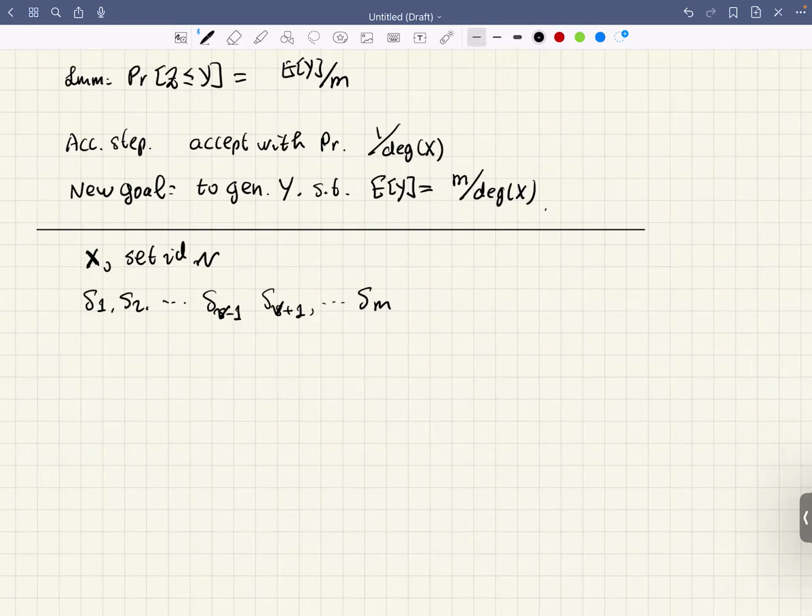But the thing you don't know is about the other sets. In order to calculate the precise value of this degree, you really have to ask everybody else. But that's not the point here. The point is to generate a random variable whose expectation is this value. Okay, good.